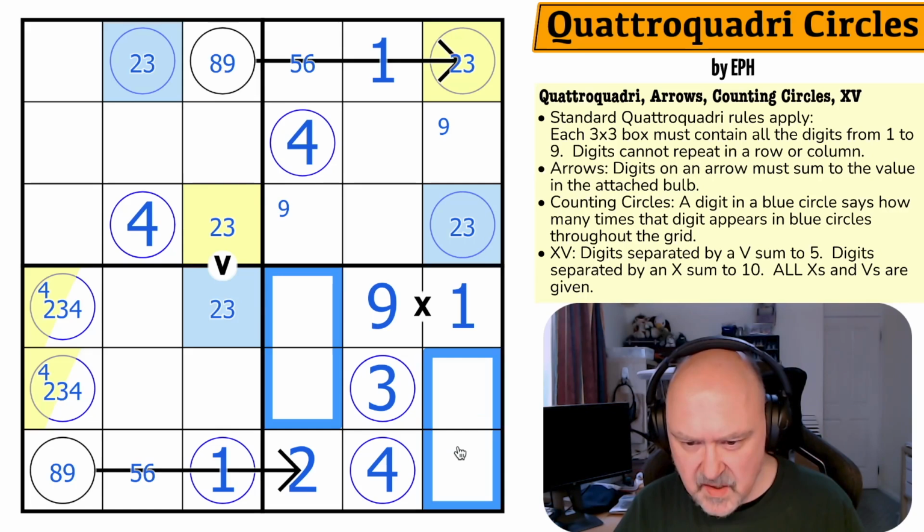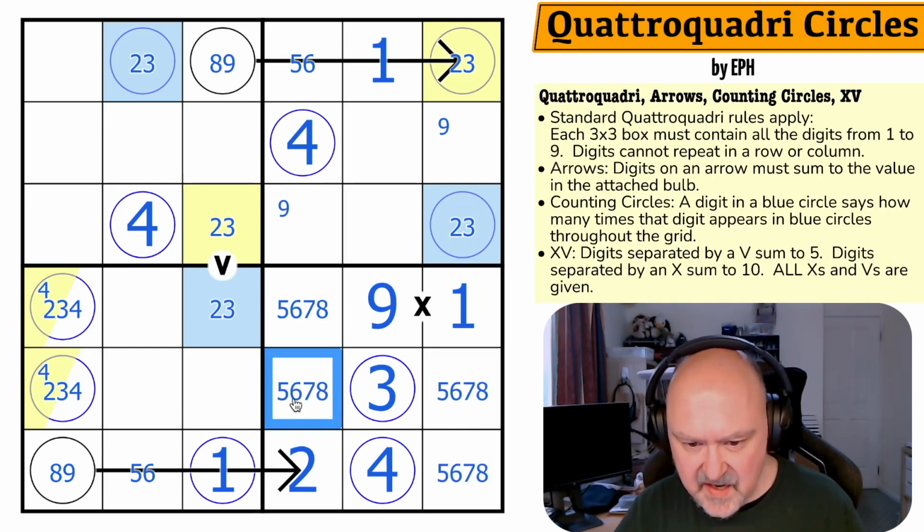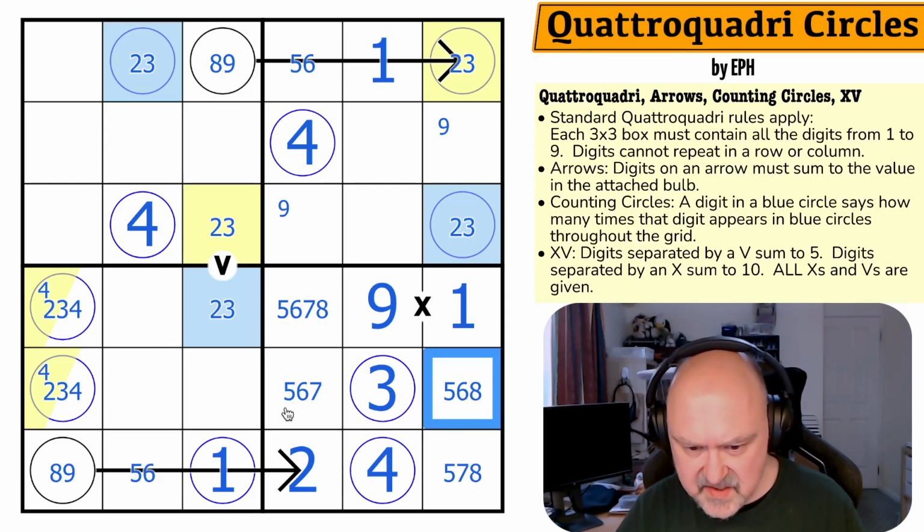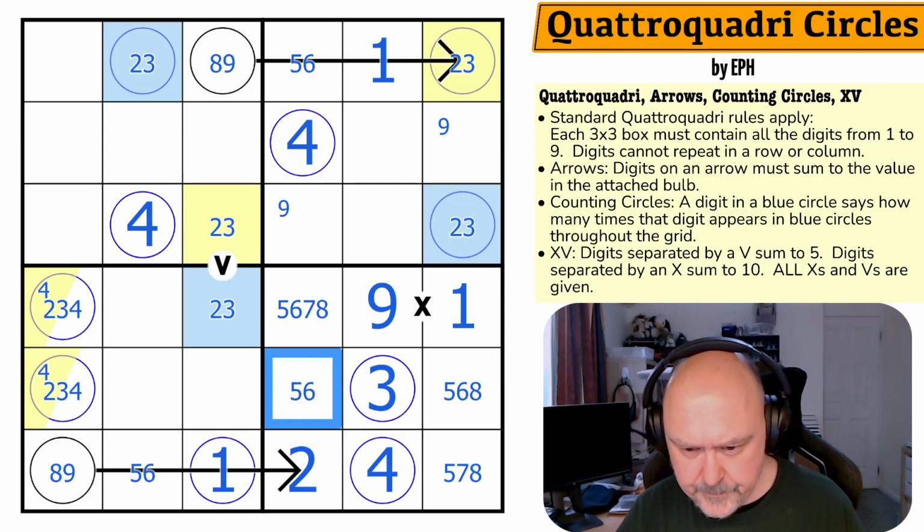These, I need to put a 5 in here. That's no problem. 6 can't go next to 4. Let's put the quadruple in. 5, 6, 7, and 8. 8 can't go next to 2. 6 can't go next to 4. 7 can't go next to 3. And we get to that.